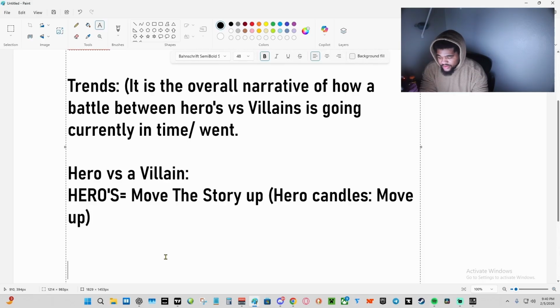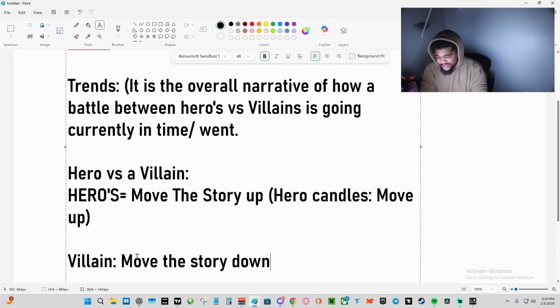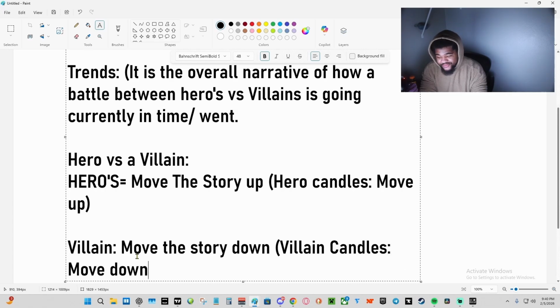What do villain candles do? They move the story down. Villain candles move down. They open at the top because they're falling out of the sky. That is what villain candles do.